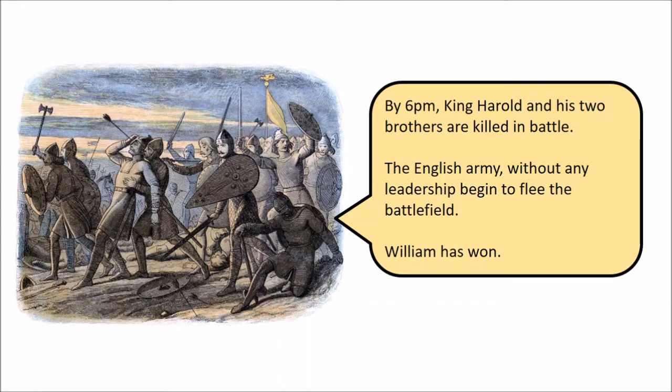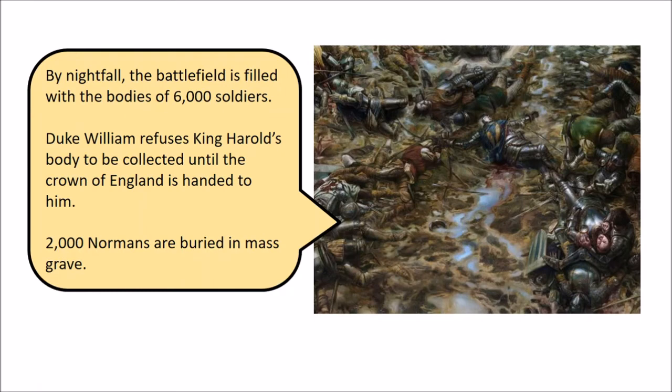Thus, the battle was over. William had won. The devastating consequences lay around him. 6,000 dead bodies lay on the swampy, muddy ground of Hastings. Mud, feces, blood, urine and sweat lay everywhere.